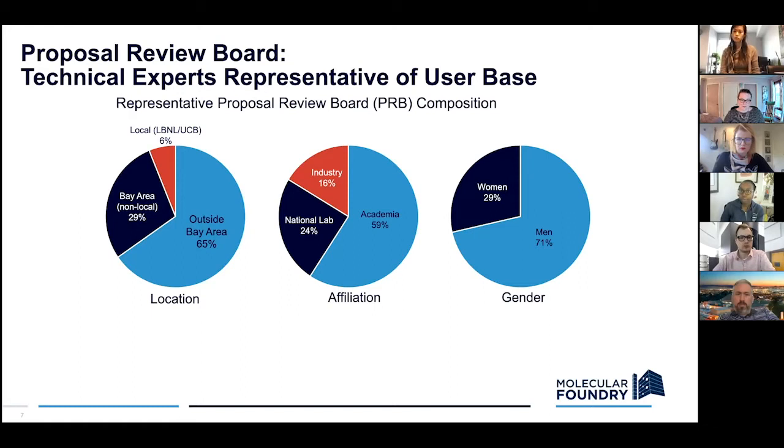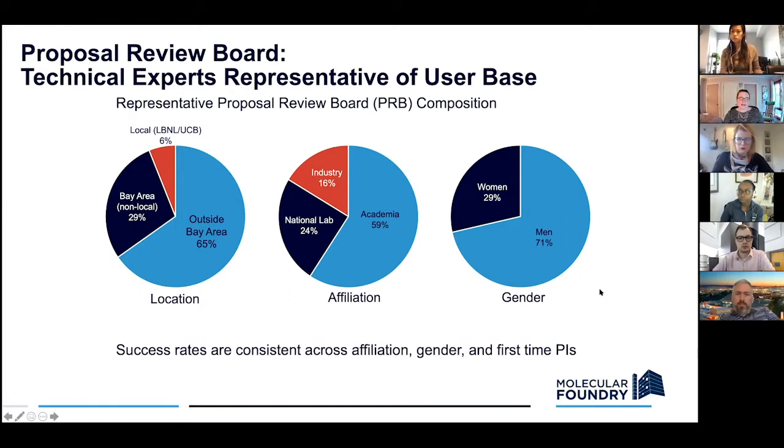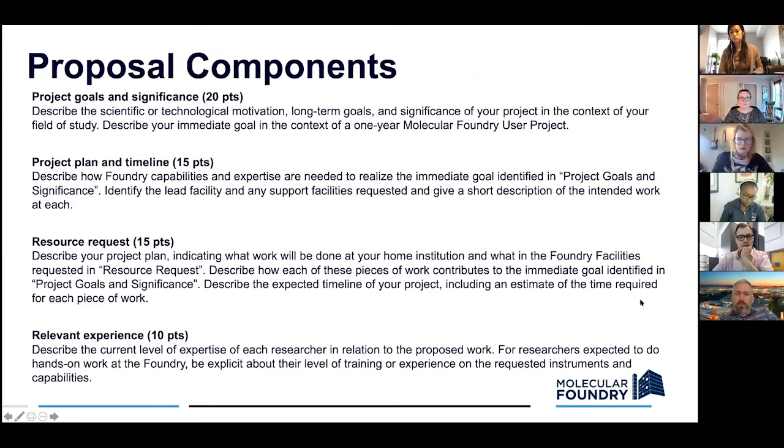We want to make sure that we have multiple genders represented. So we want to try to have a fair process, and we check in once in a while, and we're finding that in general our success rates are pretty consistent across affiliation, gender, and first-time PI status as well.